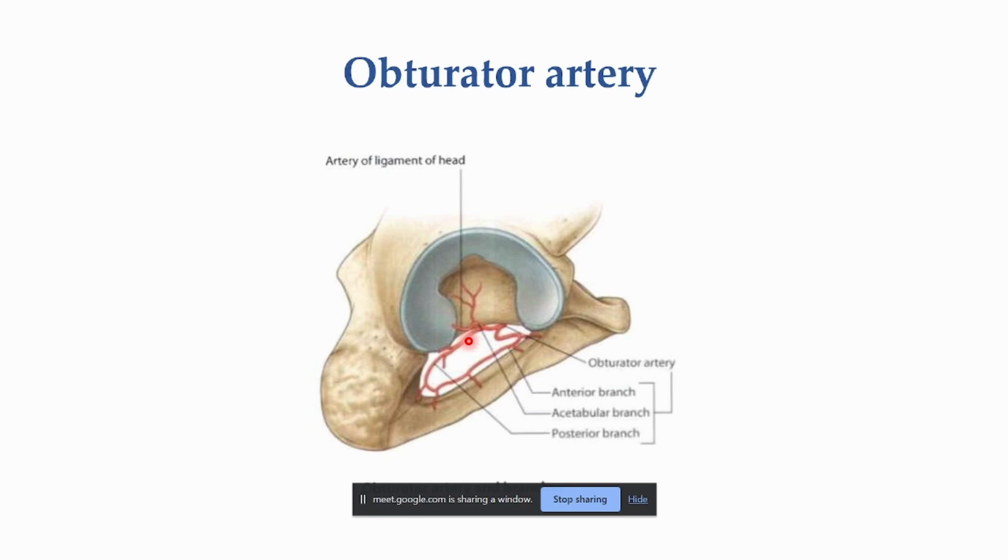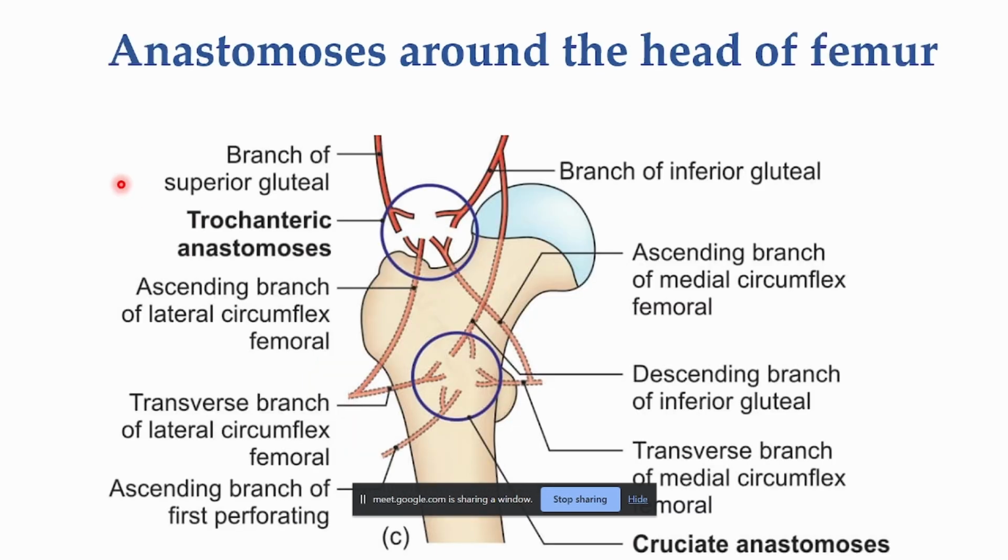The gluteal arteries, along with the branches from circumflex femoral arteries, form the trochanteric as well as cruciate anastomosis. The trochanteric anastomosis is formed by the branch from superior gluteal artery, from inferior gluteal artery, the ascending branch from medial circumflex femoral artery, and the ascending branch from lateral circumflex femoral artery.